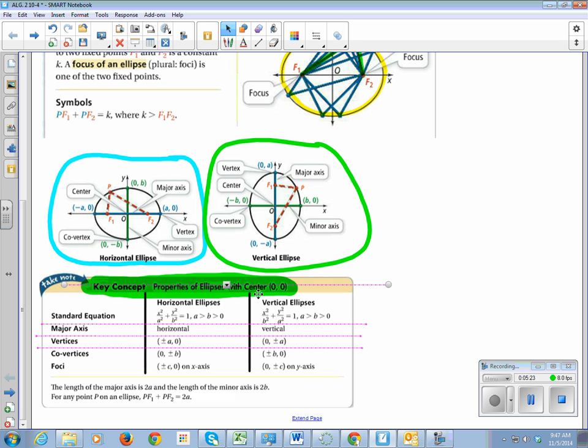And a is bigger than b, which is bigger than 0. That just is saying that since a is the big guy and he's underneath x, then x is our major axis. When a is the big guy and it's underneath y, then y is the major axis. So whoever has the bigger number gets to be the major axis. So the length of the major axis is 2a and the length of the minor axis is 2b.